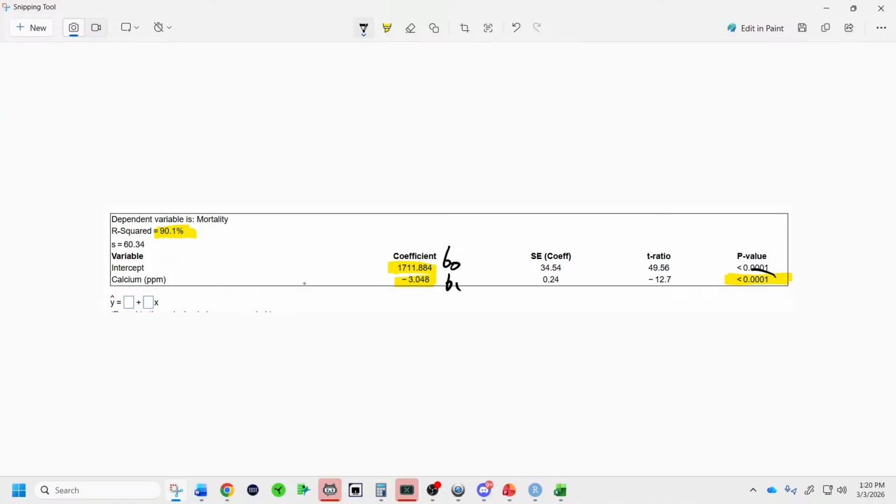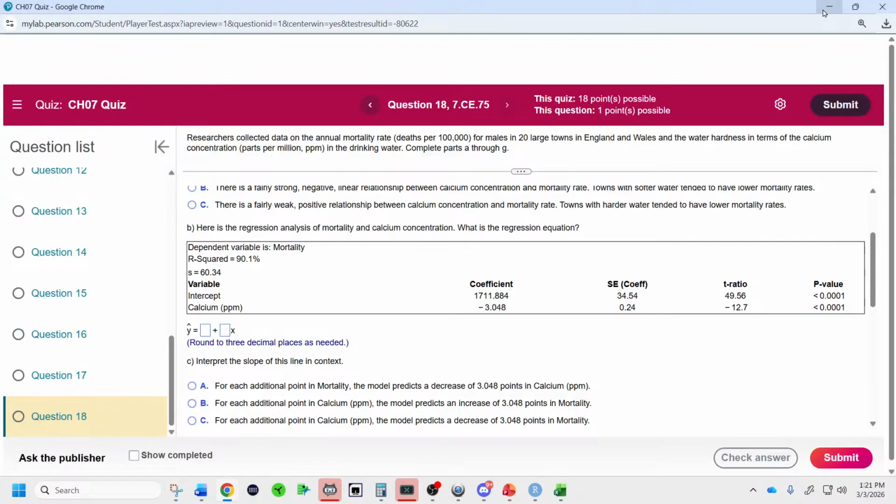And over here, the statistical significance of the model: yes, the model is statistically significant because the p-value of the slope is less than 0.05. 90.1 means 90.1% of the variation in mortality can be explained by the variation in calcium in water. So that's the interpretations.